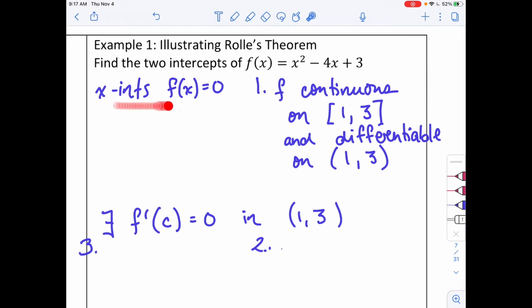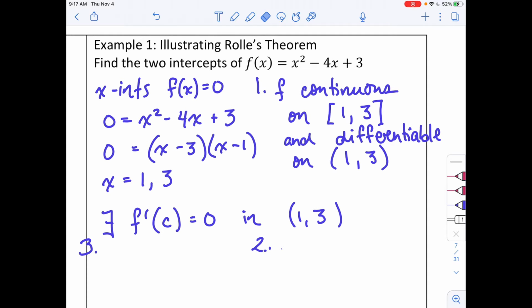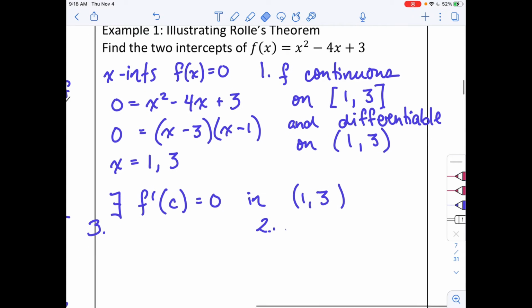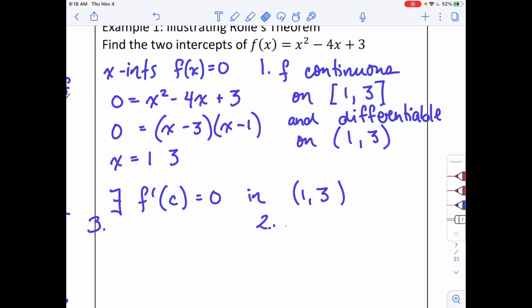So go ahead right now and find your x-intercepts by setting f of x equal to 0, pause the video, and then come back to check and make sure you're good to go. All right, so you just found your x-intercepts. You should have found them to be 1 and 3, okay? So now 1 and 3 will be how we define our interval.